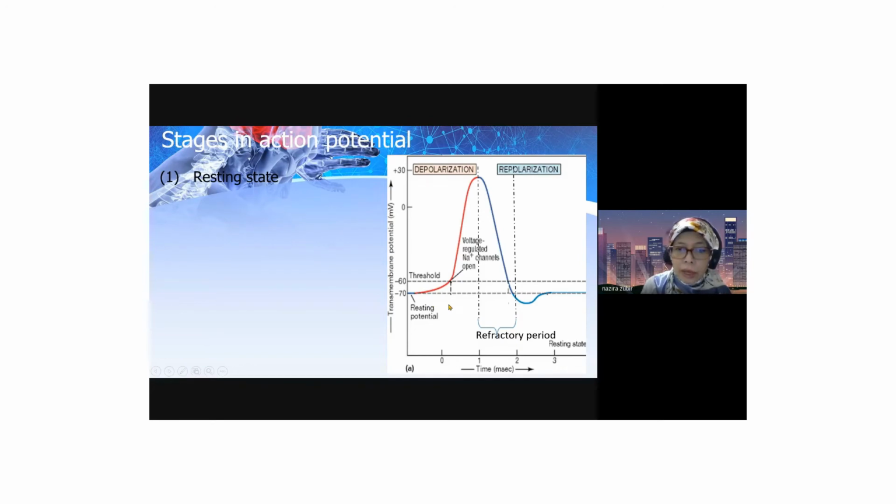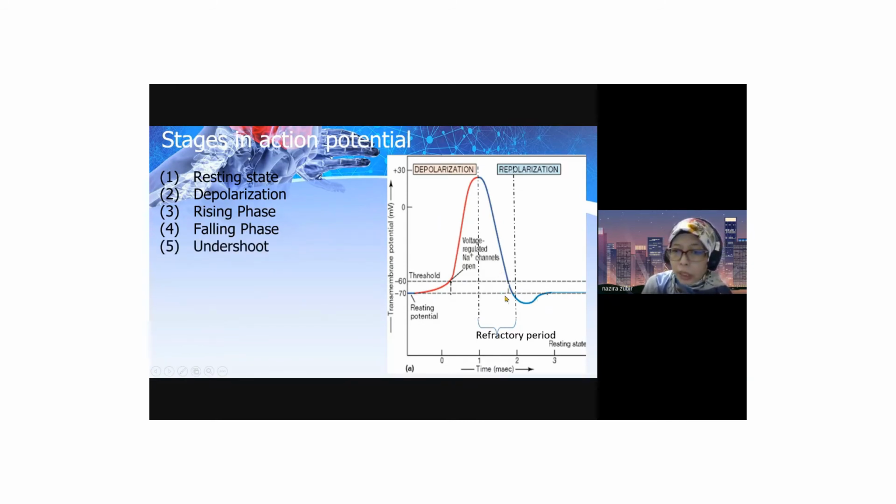We'll take a look at the stages. Resting, this is the resting. Depolarization, okay, the rising phase of the curve, is associated with the opening of the sodium channel. Sodium ions diffuse into the cells and make it more positive inside the cell. The falling phase of the curve is associated with the opening of the potassium channel and potassium ions diffuse out, so the inside of the cell is more negative.